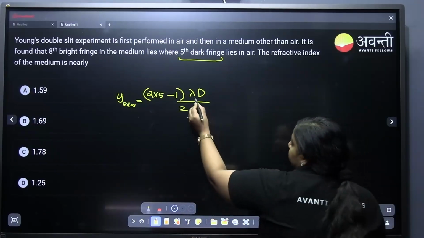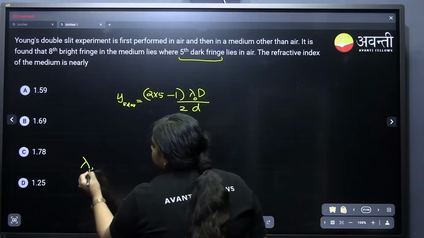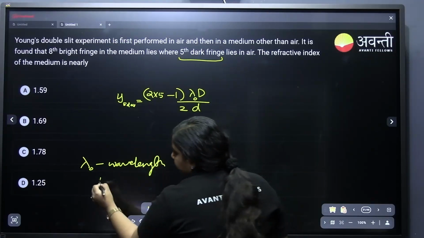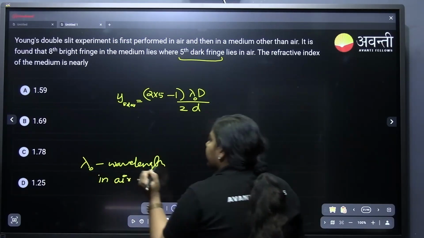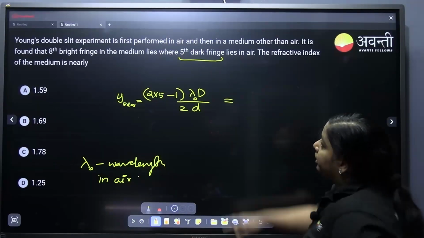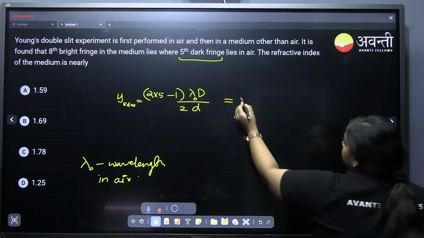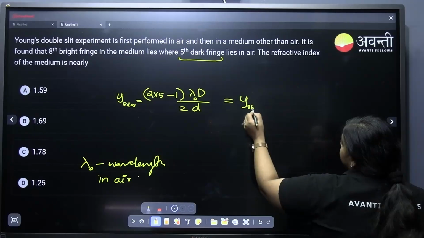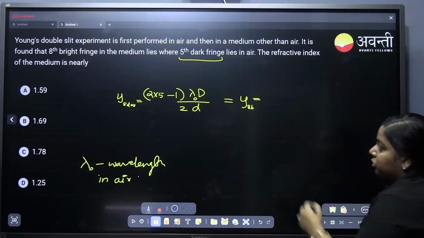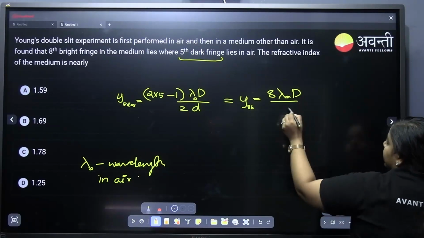Here I am writing lambda naught for the wavelength in air. Now they are saying this is equal to the 8th bright fringe in the medium. So y of 8th bright in the medium is equal to n lambda D by d, right? So 8 lambda in the medium, D by d.